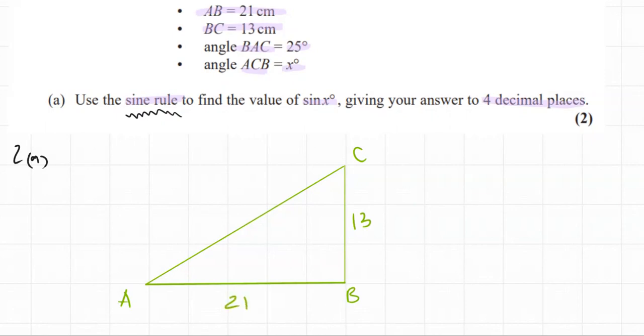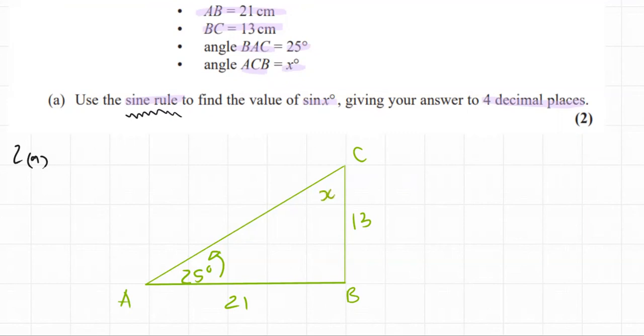We know that angle BAC must be 25. So this is a set angle. This angle doesn't change. But ACB is x.